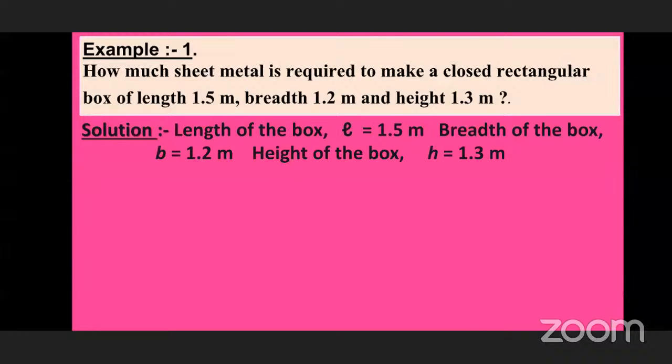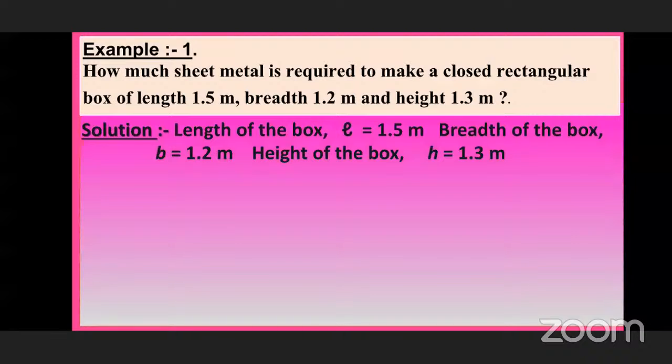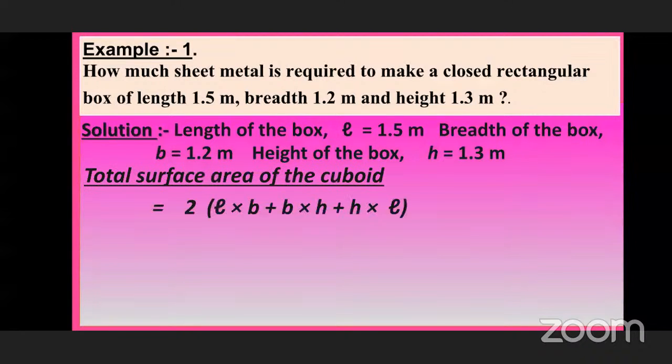So length is given, breadth is given, and height is given. And we are supposed to find out the total surface area of this rectangular box. Can anyone tell me the formula of total surface area of cuboid? 2 into length into breadth plus breadth into height plus height into length. Yes, the formula is twice length and breadth plus breadth and height plus height and length.